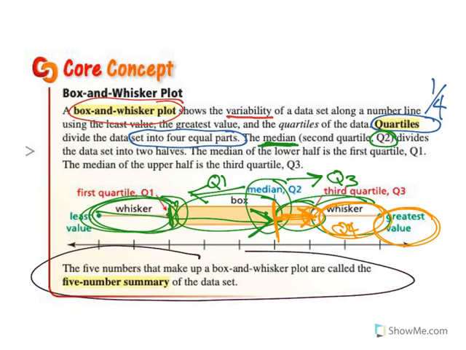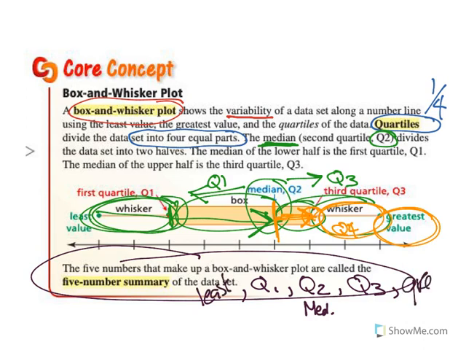This right here, this 5-number summary is huge. You will be asked, what are the 5-number summary values for any set of numbers? What that means is it's asking for Q1, Q2, which is the median, right, Q3, and it's asking for the least and the greatest. That's 1, 2, 3, 4, 5 numbers. 5-number summary.